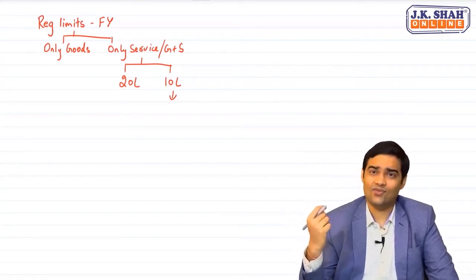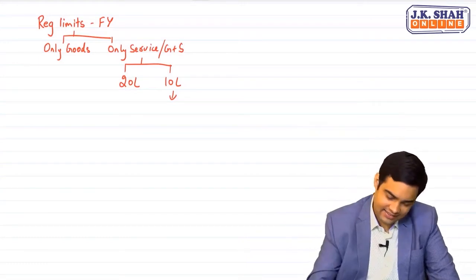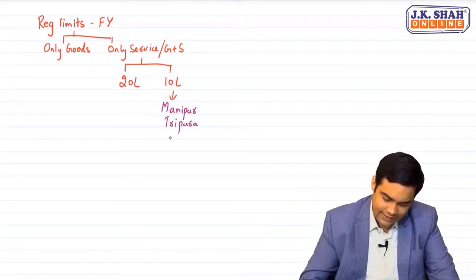Now, which are these 4 states where the registration limit is only 10 lakh? Manipur, Tripura, Nagaland, and lastly Mizoram.